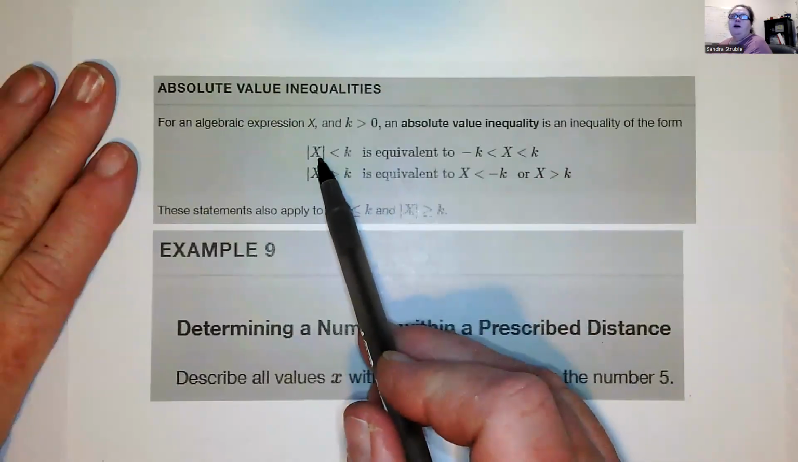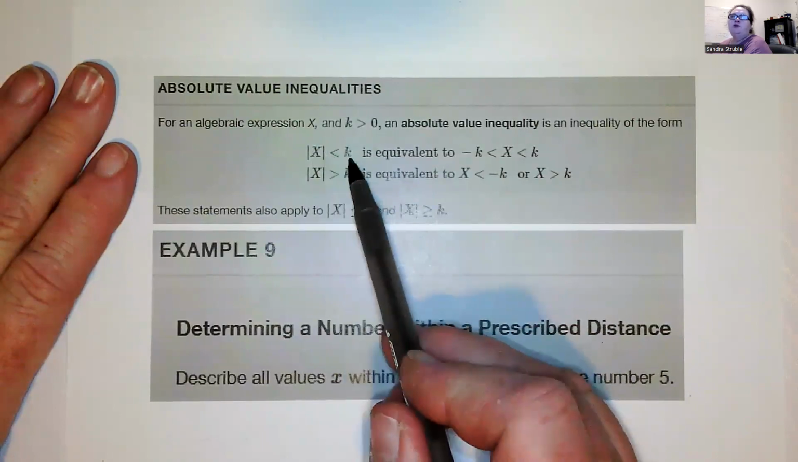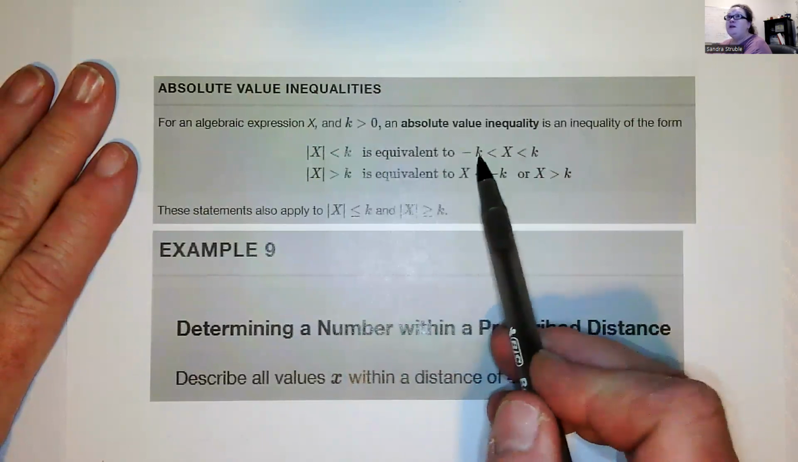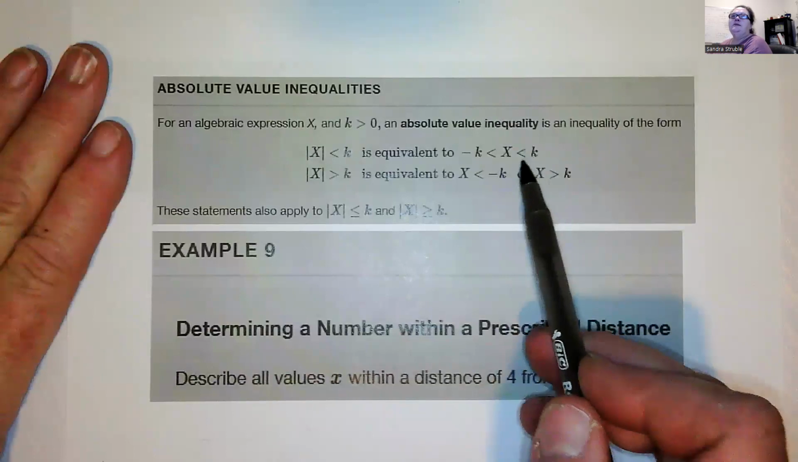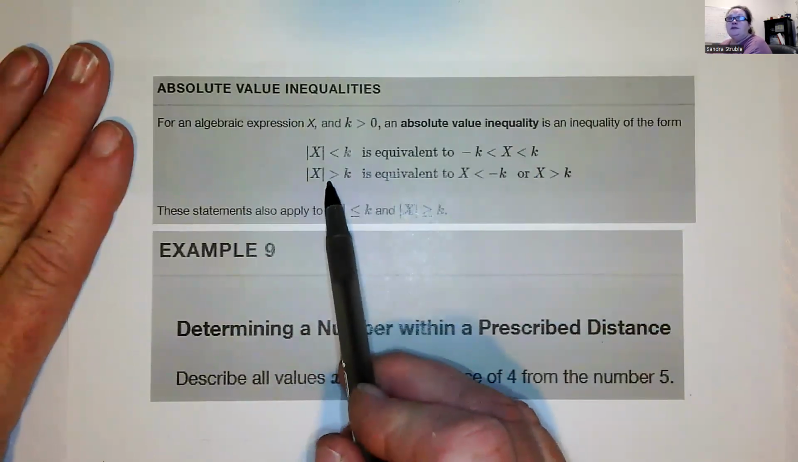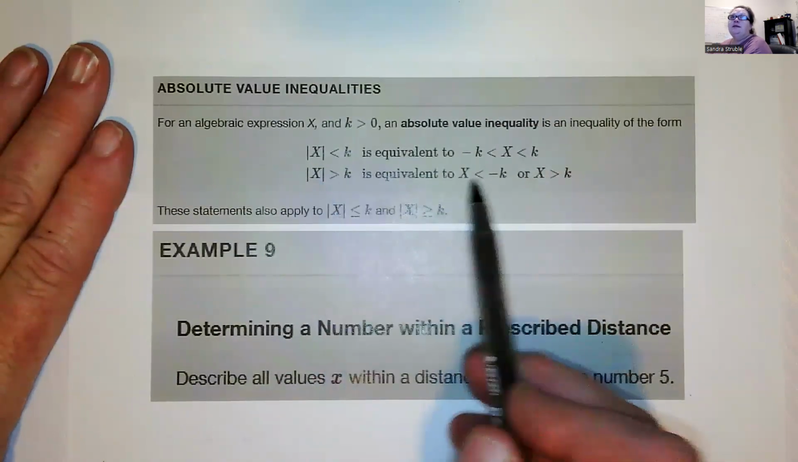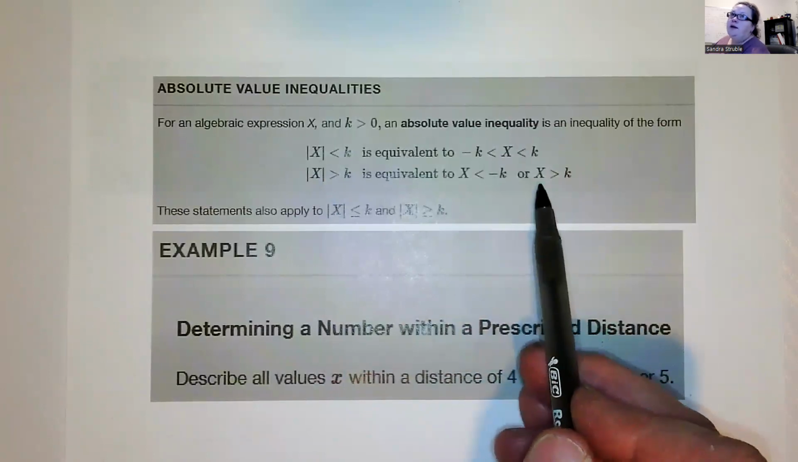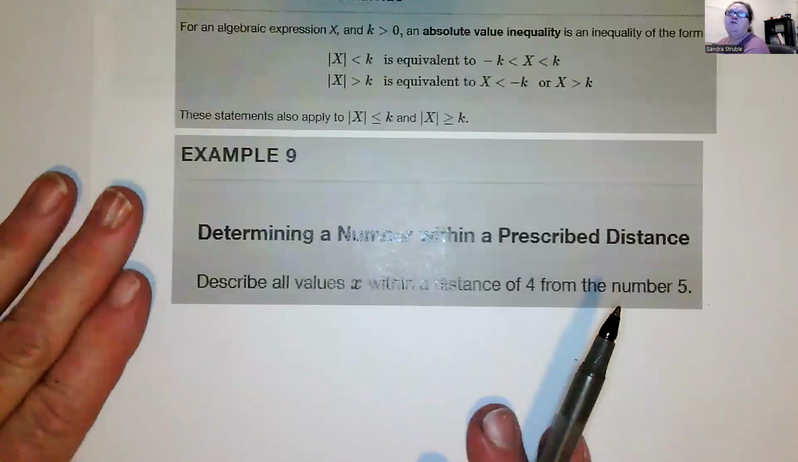If your absolute value terms are less than your constant, this is equivalent to the negative of that constant is less than the absolute value part is less than k, the constant itself. And then if there's a greater than sign instead, you're going to have that x is less than the negative version of your constant, or x is greater than your constant in the positive form.